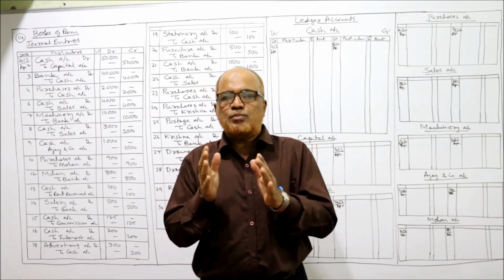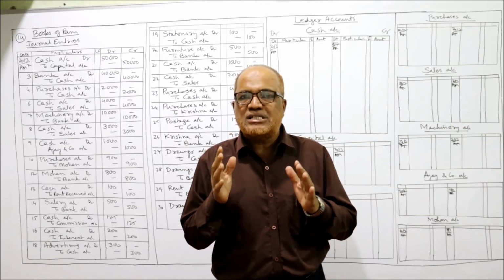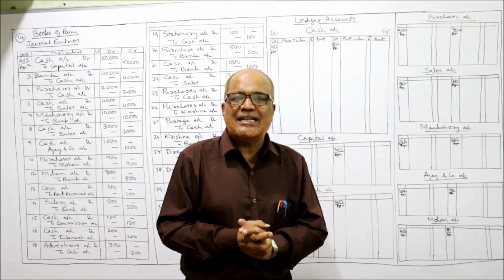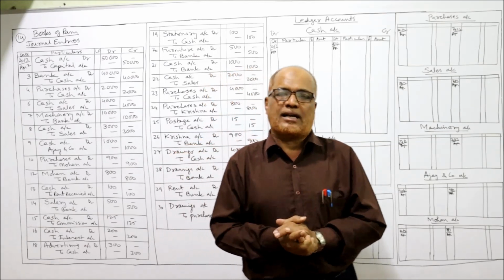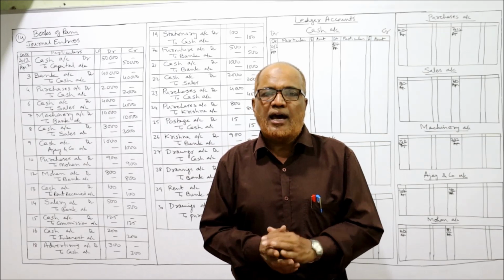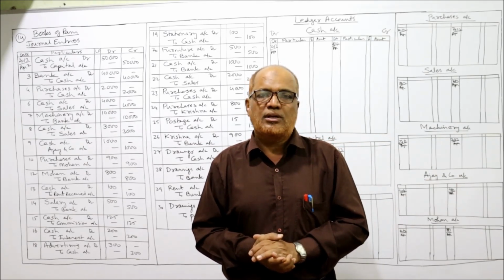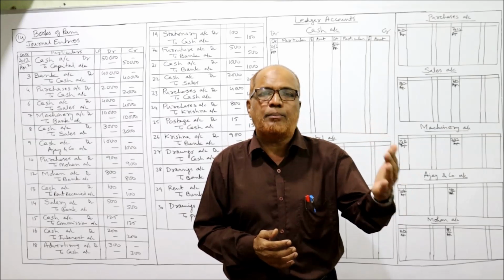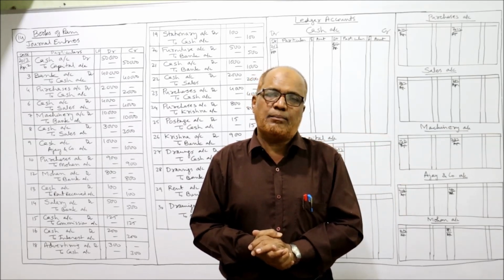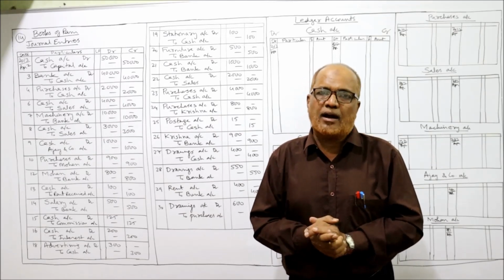So remember, these problems are very important because every student of accounting must know the first stage of accounting, that is recording the transactions, passing the journal entries in the journal, and later on posting them into ledger accounts. Then only we can prepare the trial balance and the balance sheet. So journal entries is the first step in accounting.